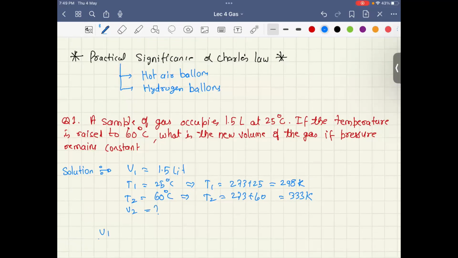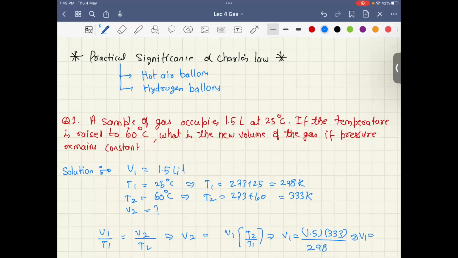So we straight away use Charles law. V1 by T1 is equal to V2 by T2, which implies V2 is V1 into T2 by T1. So V2 is going to be 1.5 multiplied by 333 divided by 298, which implies V2 is going to be 1.68 liter. So this is going to be the answer.